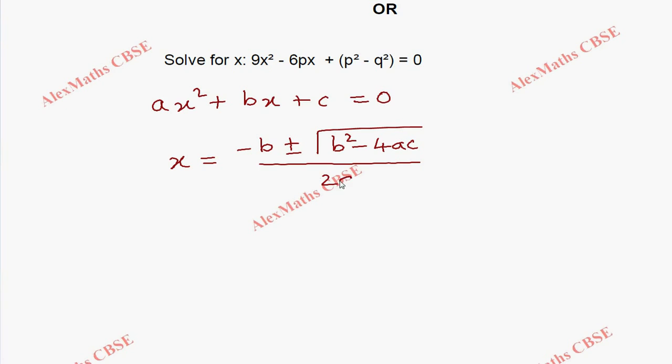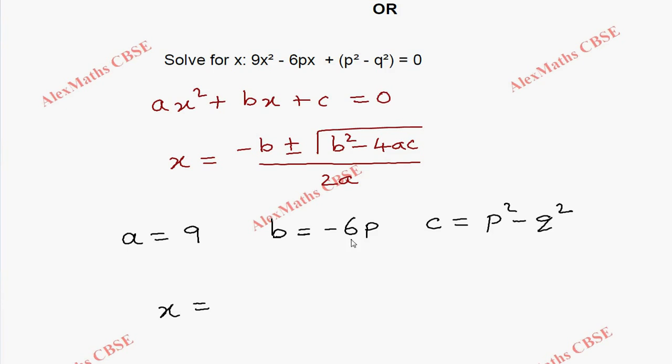by 2a. Now from the quadratic we can take the value of a, which is the coefficient of x square, so that is 9, and the value of b is the coefficient of x, which is minus 6p, and the value of c is the constant, which is p square minus q square. We are going to substitute this in the formula. X is equal to minus b. So already the value of b is 6p with the minus sign. So now this will become positive, plus or minus root of b square.